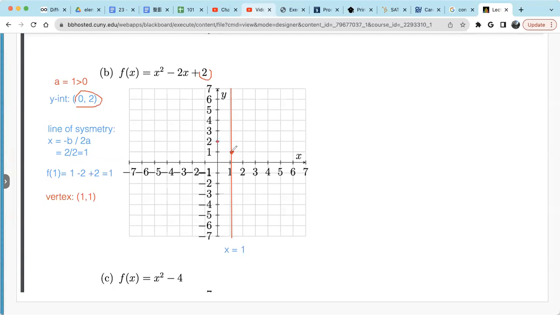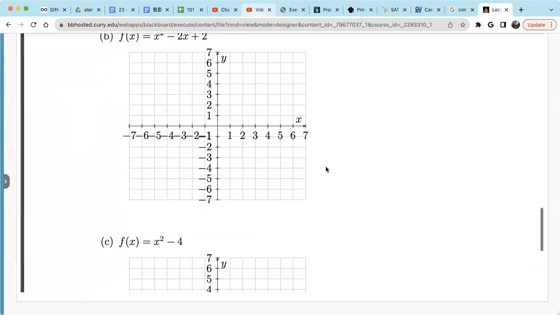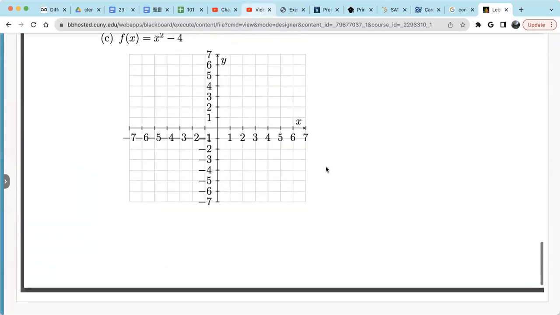So I know this graph goes this way, this half. By symmetry, I have a point here. I graph this. That's it. I try my best to make this smooth, like a curve, not a straight line. So that's for B. Let's see C.